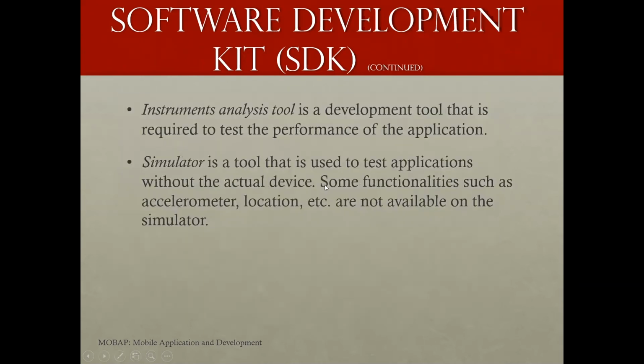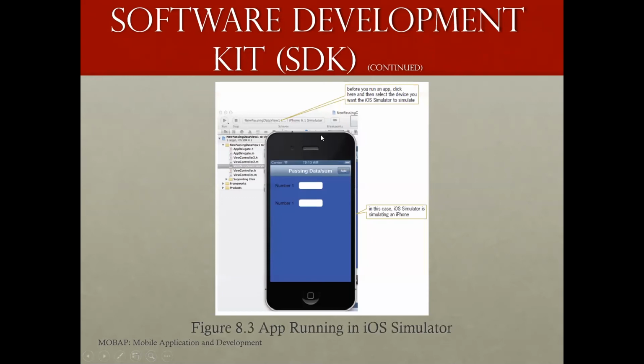Then we have Instruments, analysis based on tools that can test applications, and the simulator that you could use to run a particular functionality of your program, such as the accelerometer. When you say accelerometer, those are part of movements, locations, and simulation processes. So this is the SDK kit, and this is the simulator. In Android Studio, that's what we call an emulator. In iOS, that's what we call a simulator.